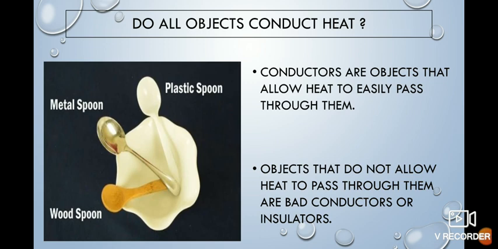Hence, the objects that allow heat to pass through them are called as conductors, just like this metal spoon over here. Objects that do not allow the heat to pass through them are called as bad conductors or insulators, just like the wooden spoon and the plastic spoon over here.